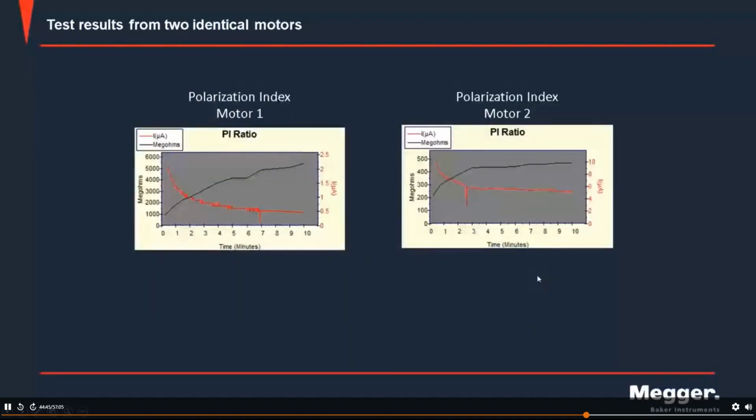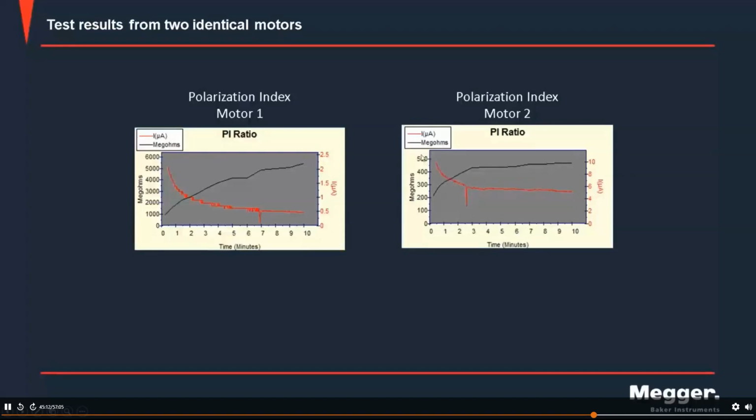Here are the PIs, and here's our second glimpse at something that's maybe not exactly ideal about the situation, right? Motor 1, we have a nice low current. We already kind of knew that from the 1 minute evaluation, but we continued that evaluation for up to 10 minutes to identify how the insulation is polarizing over time. And in motor 2, this little dip down is a scale change. We don't necessarily need to worry about these little dips.